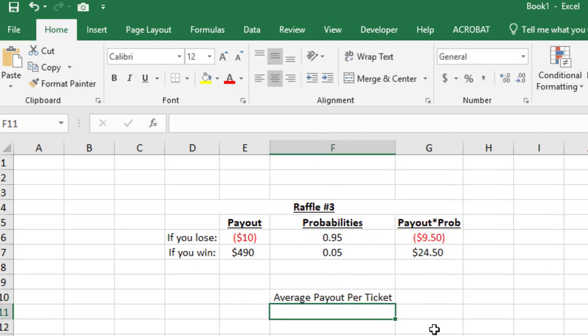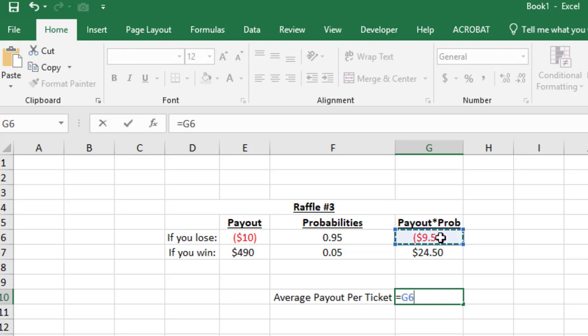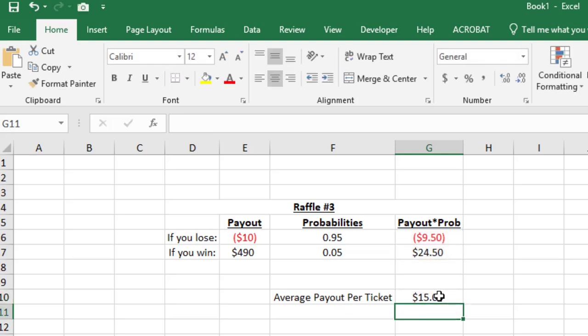Okay, the average payout per ticket. That's where Excel really shines. What we're going to do is simply add that to that, just like we did on the board. That's exactly the same thing we did, which gives us an average payout per ticket of $15, which should ring a bell to you. That should ring a bell, because if we bought every ticket of this raffle, we would have walked away with an extra $1,500. So if you average that over 100 tickets, it's $15 a ticket on average.